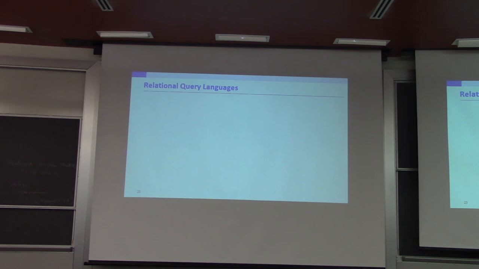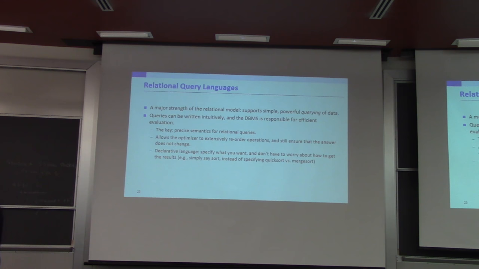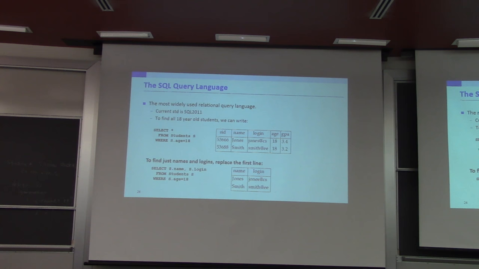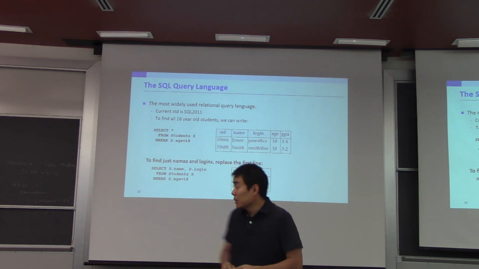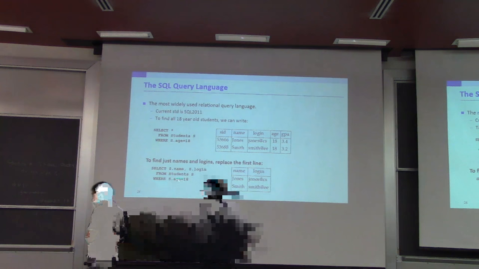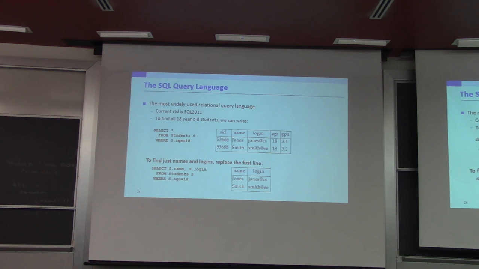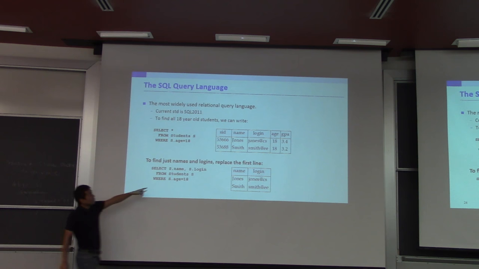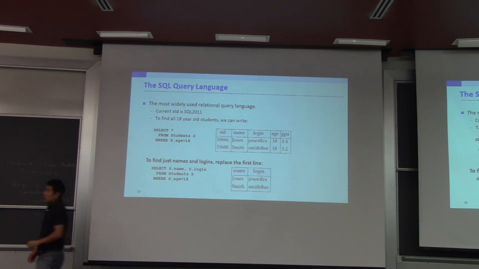Okay? Now I will give you a brief overview of relational query languages. I mentioned SQL a number of times. SQL stands for structured query language. In particular, here you have SQL. The top query gives you all students, and the example below gives you the name and the login of those students with a given age and ID. It has a where clause that specifies the condition, and specifies the base table where data come from, and this gives you the final output.